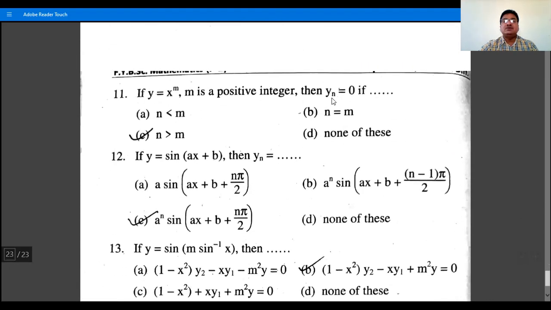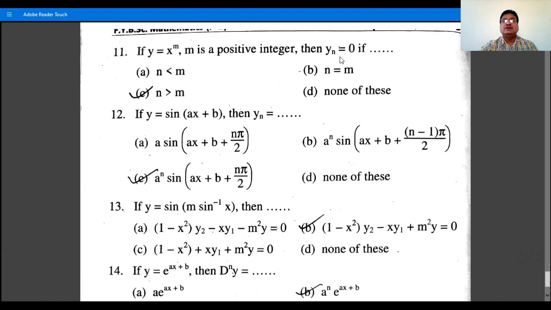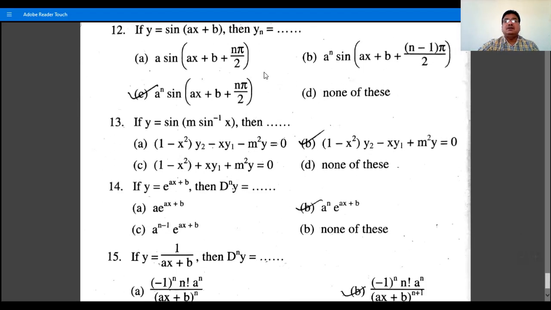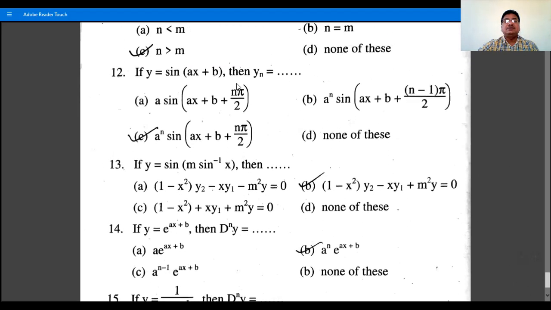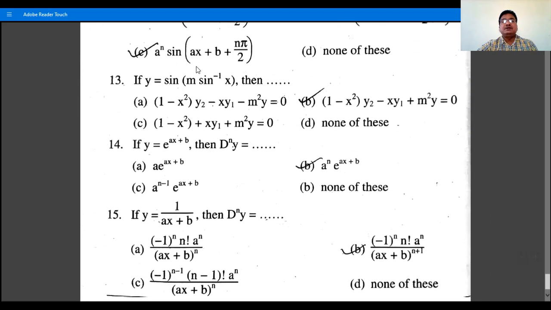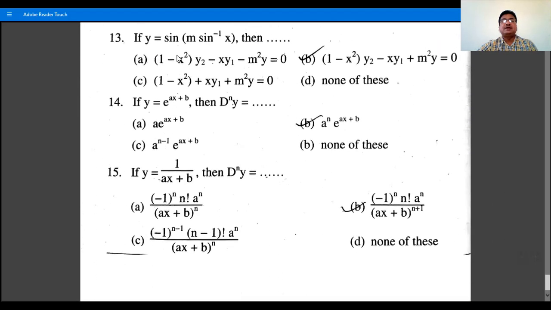So if y is x raised to m, then what is yn? Then yn is 0 when n is greater than m. If you find the derivative of y = x², what is the derivative of x² of the second order? The first order is 2x, the second order is 2 and the third order is 0. So if n is greater than m, then we have yn is 0. Similarly, this is a fill in the blanks or MCQ type question on the nth order derivative of the function sin(ax + b). We know the derivative of sin.